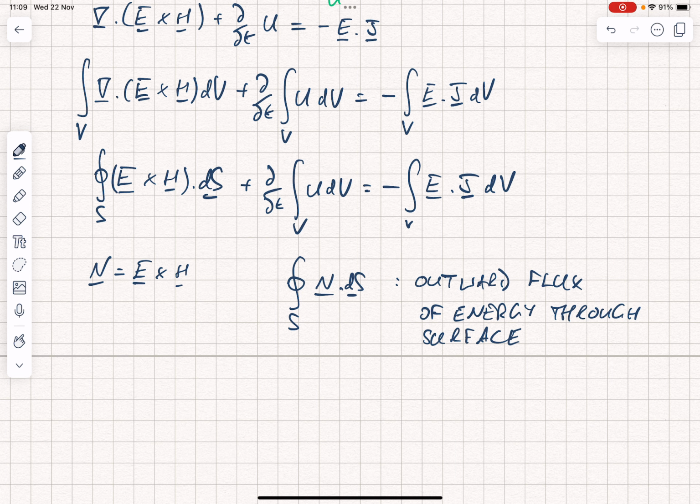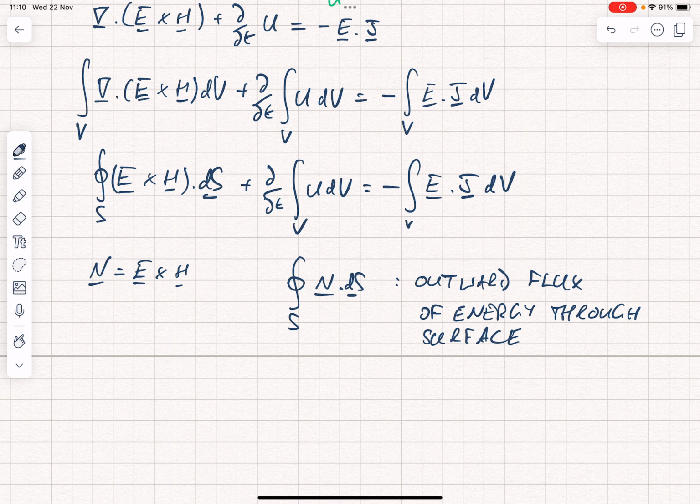Look at the meanings of the individual terms. So the first term is the outward flux of energy. The second term is the change with time of the energy stored. So if that's positive, more energy is being stored. And on the right-hand side, we have minus the power, i.e. the rate at which work is being done. And if we are doing work with the fields, then we would expect the energy stored in the fields to decrease, which is why there's a minus sign between those two terms.